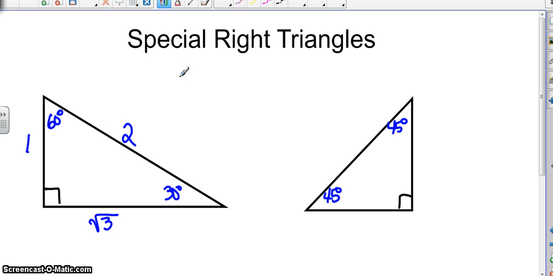I remember this just by counting. If you just think, okay, 30, 60, 90, you're going to count 1, 2, square root of 3. Kind of corny, but it helps me out. 1, 2, square root of 3. Just count. Same thing with the 45, 45. If you just count 1, square root of 2. And because this is an isosceles triangle, that would mean that the base angles must be the same. So both of the legs are 1, and the hypotenuse is square root of 2.